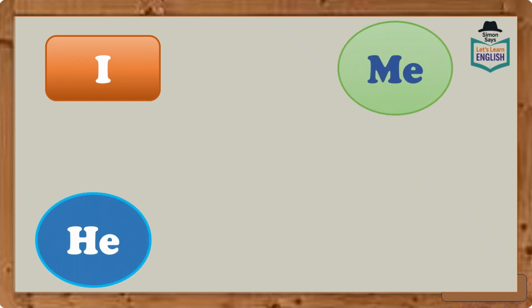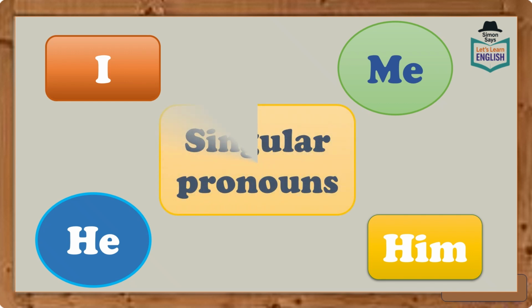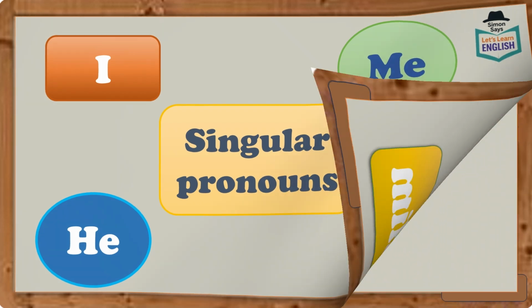Now, in the last two lessons, we introduced I, me, he, and him. And what you noticed is that all of these are singular pronouns, meaning that we use them when we're talking about one person. But what do we use when talking about more than one person or more than one thing? In this case, we have to use other pronouns.